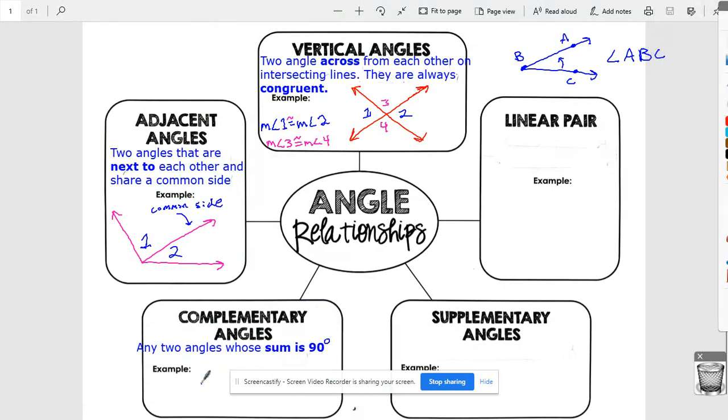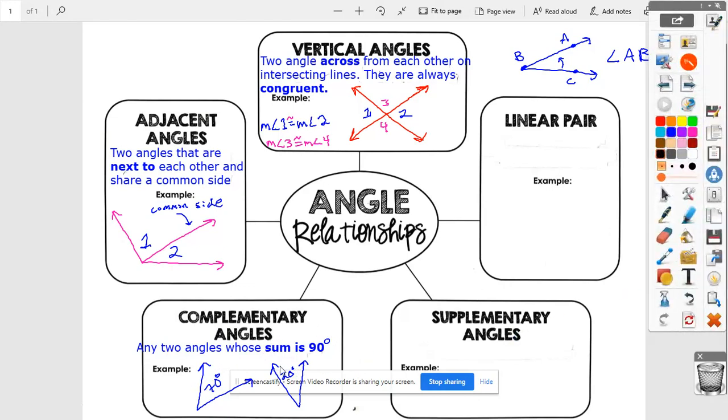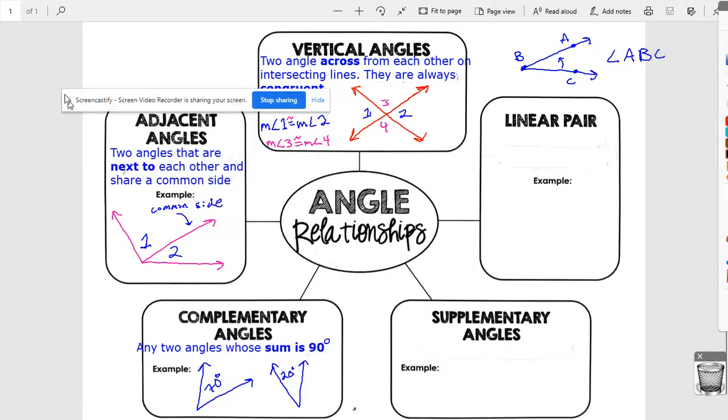So if we have an angle like so, let's say maybe if we know that this angle is 70 degrees and we have another angle whose measure we know to be 20 degrees, we know 70 plus 20 is 90. So these two angles would be indeed complementary angles.